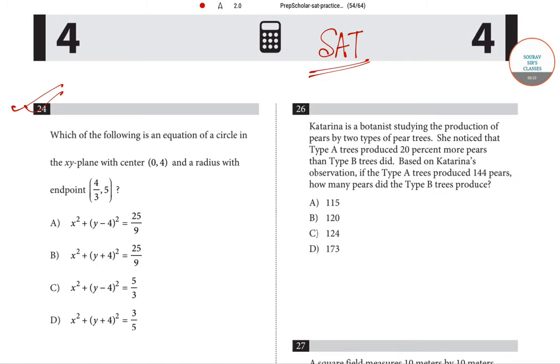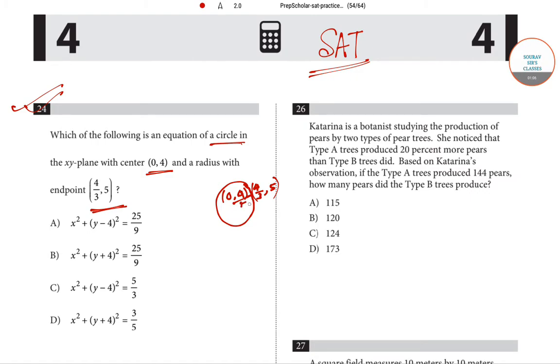In question number 24, you have to find which of the following is an equation of a circle in the xy plane with center (0, 4) and radius with end point (4/3, 5). So this is a circle and this is the center, which is (0, 4), and this is the radius end point (4/3, 5). So this is what we have.